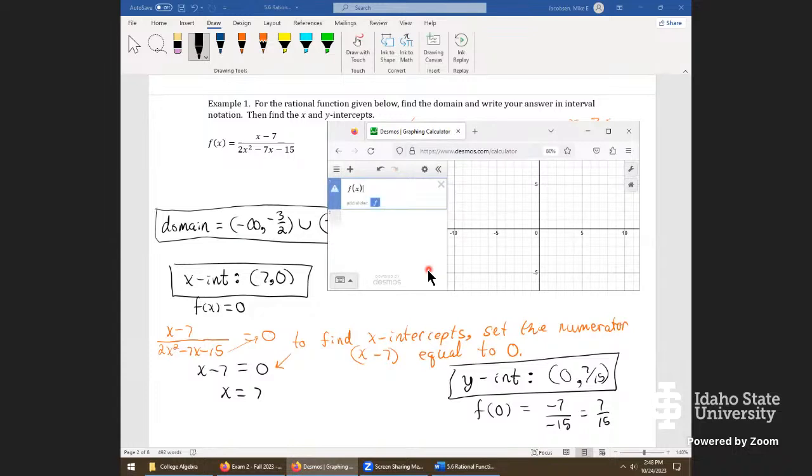F of x equals x minus 7 in the numerator. Down below, it's 2x squared minus 7x minus 15. And here's what the function looks like as its official graph. Kind of a wild looking function, but we did find a y-intercept right here. It's in fraction form, 0.467 rather. X-intercept, we said it was at 7, 0. That looks about right. But there's also weird stuff happening on this graph.